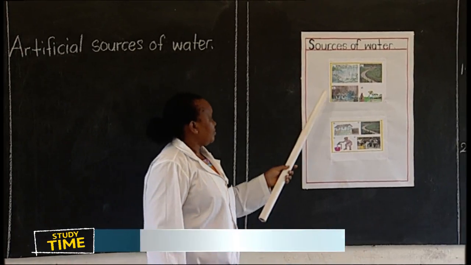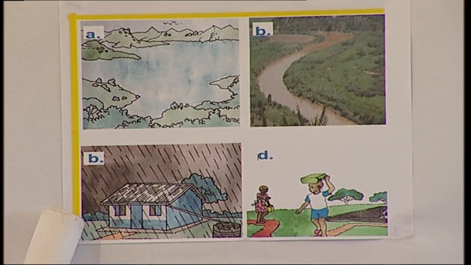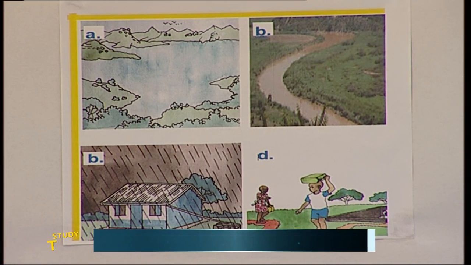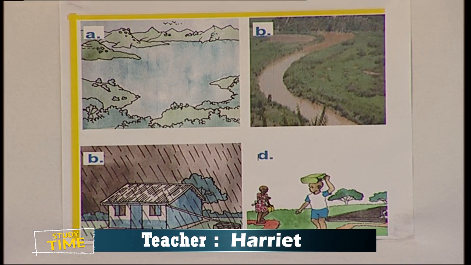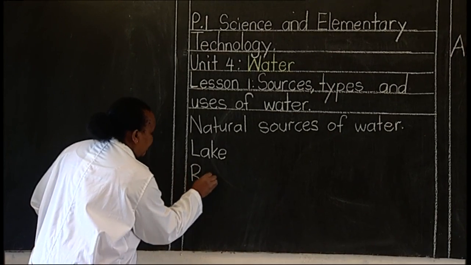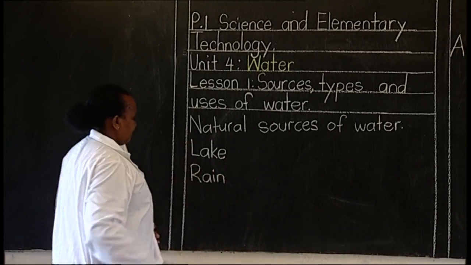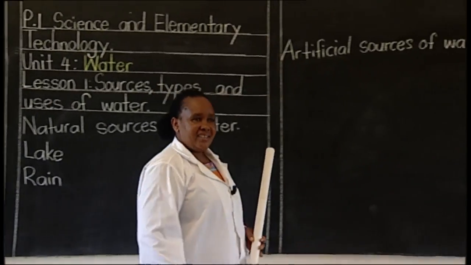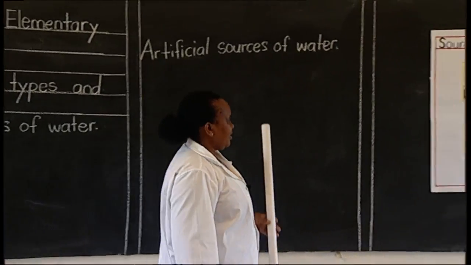We go to this one. Can you see it very well? Good. What is its name? It's rain. Wonderful. Rain. Is it natural or artificial? Okay, it's natural. So here we shall write the word rain. Rain. Like that. We go and see another source of water.